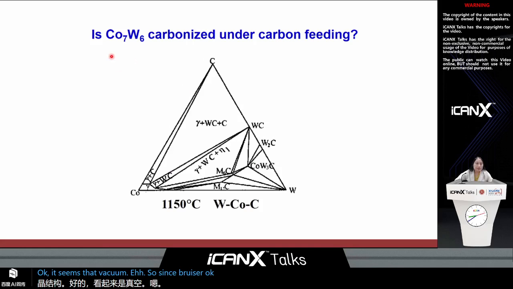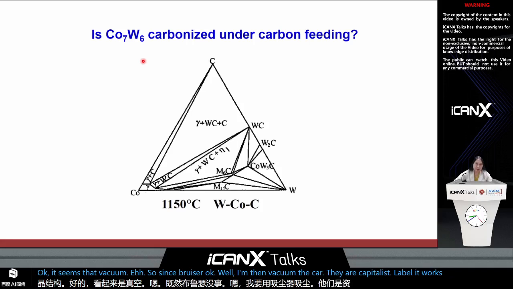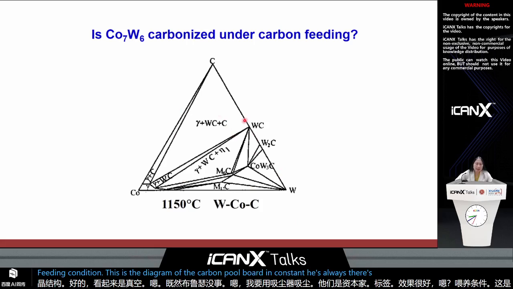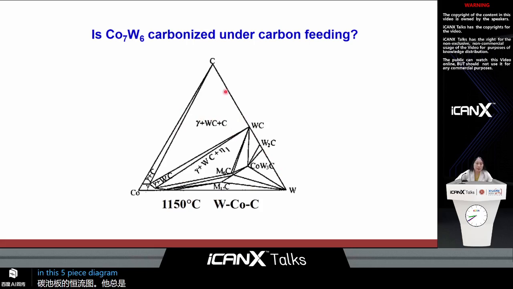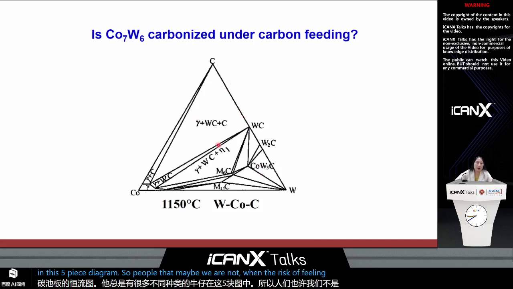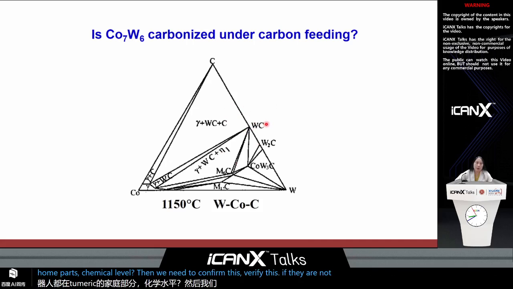In a vacuum, this catalyst is stable. But see how it works under carbon feeding conditions. This is a phase diagram of carbon, cobalt, and tungsten. It's obvious there are many different kinds of carbides in this phase diagram. So people will definitely doubt: when there is carbon feeding in your system, will your cobalt tungsten intermetallic compounds be chemically stable? Then we need to verify this. If they are not chemically stable, they cannot serve as a structure template for the formation of carbon nanotubes.